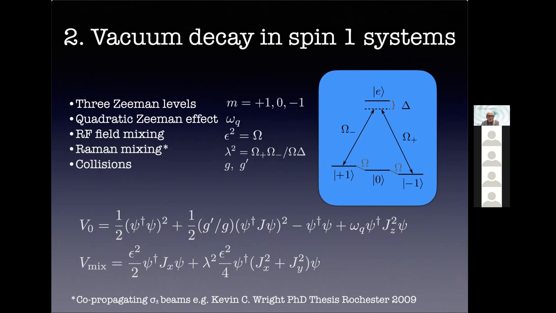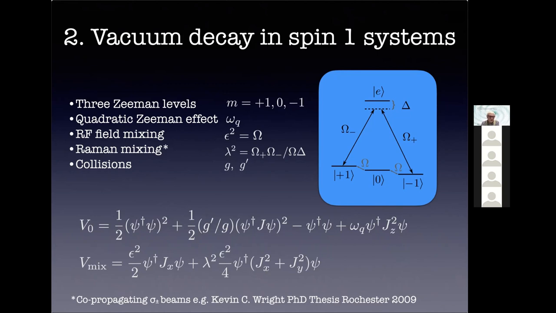So we got RF field mixing, we put Raman mixing in, and in general, if the magnetic field is not too strong, the quartic terms of the potential are rotationally symmetric. It turns out there are two rotationally symmetric quartic terms in general, and these will have some coefficients written as G and G prime. So these are all the features in this model.